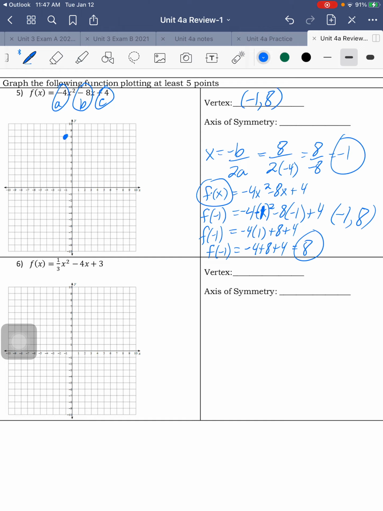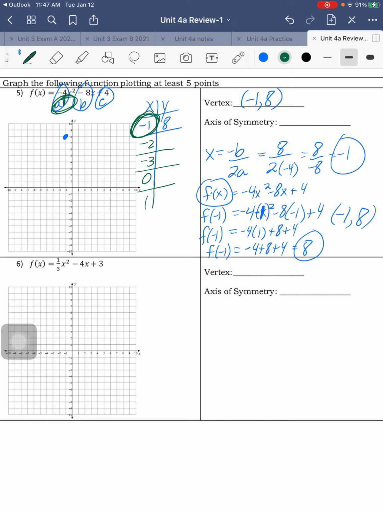Now we're going to come up with a table. To come up with the other coordinates, look at the a value and the denominator. There is no denominator, so we're just going to put it as 1. We're going to use 2 x values to the left of -1, so that's -2 and -3, and 2 x values to the right, so that's 0 and 1. We went by ones because of the denominator being 1. It's just going to make things the easiest.